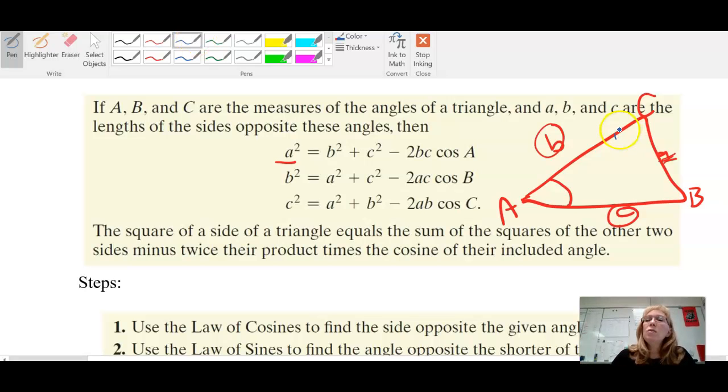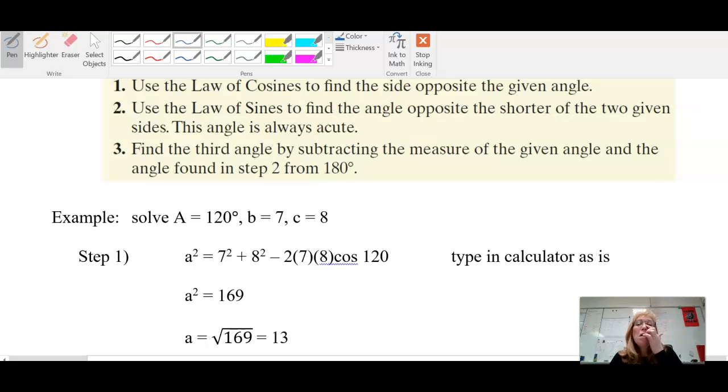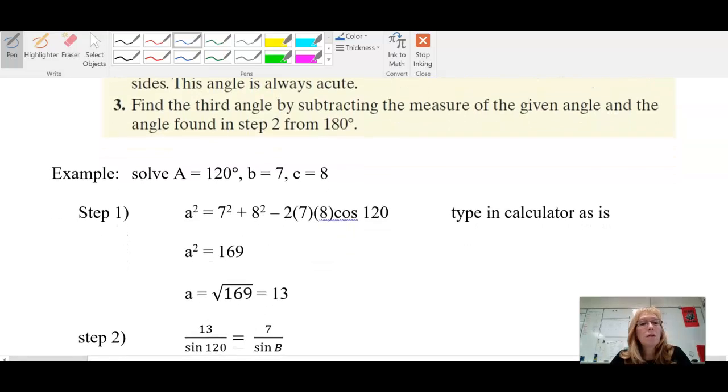So now if you want to find this one, you would do B squared, A squared, the 2 sides, minus 2 times AB cosine of included angle. So you're just following a pattern all the way around. All right. Use the law of cosines to find the opposite side of the given angle. So it's always opposite. Use the law of sines to find the angles opposite the shorter of the 2 given sides. We use this a lot because law of sines does not work well with obtuse angles. So if you have an obtuse angle, you have to use law of cosines to find it first.